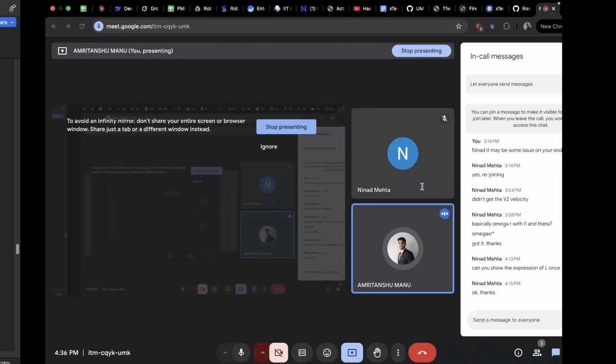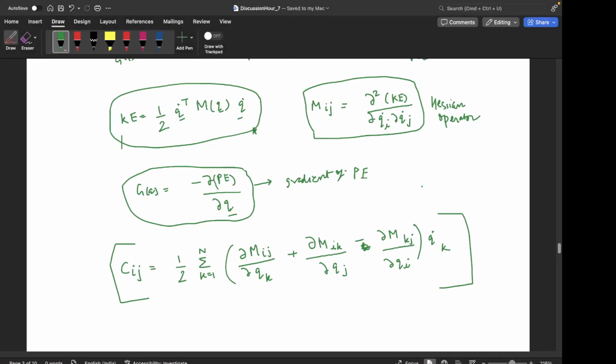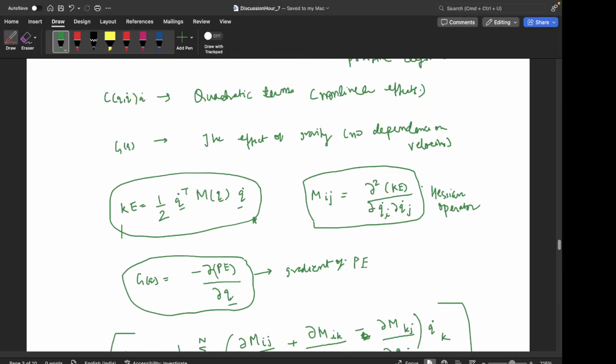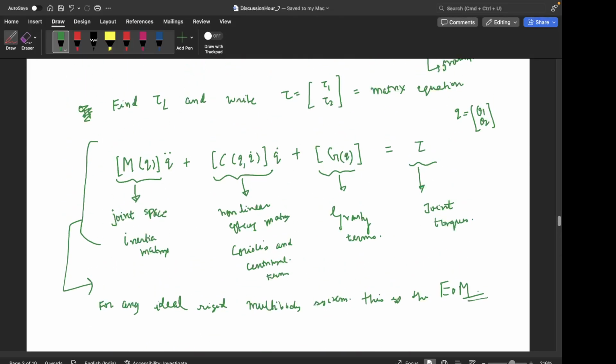If there are any doubts here, then please let me know. So what we have seen is that using the energy based Lagrangian approach, we can compute the equation of motion of an ideal rigid multibody system. The equation of motion can be represented like this: M(q) q double dot plus C(q, q dot) q dot plus G(q), where M is the joint space inertia matrix. It is an n cross n matrix, where n is the degrees of freedom of the system. It is a symmetric positive definite matrix. Its eigenvalues are always positive.